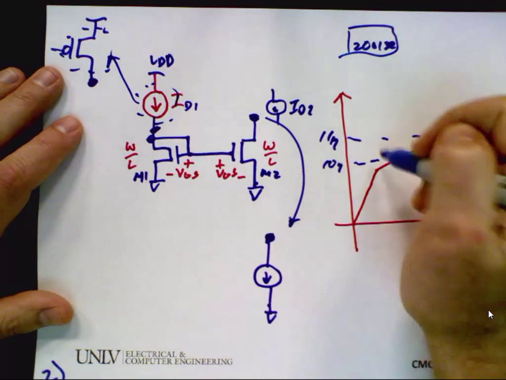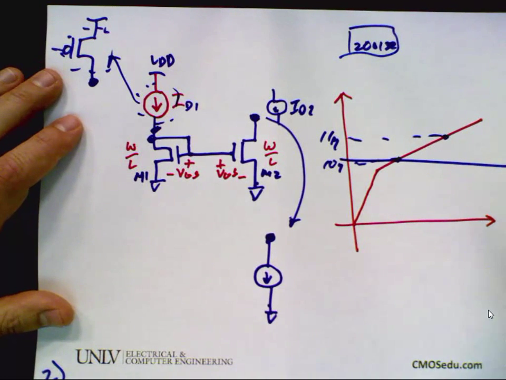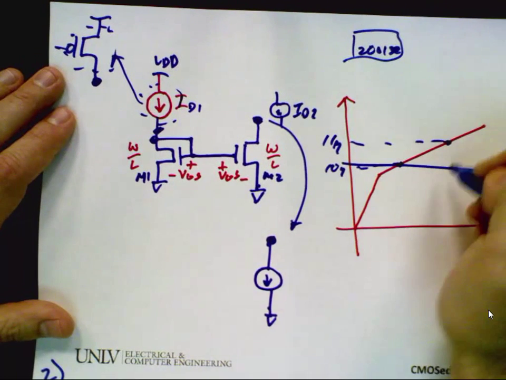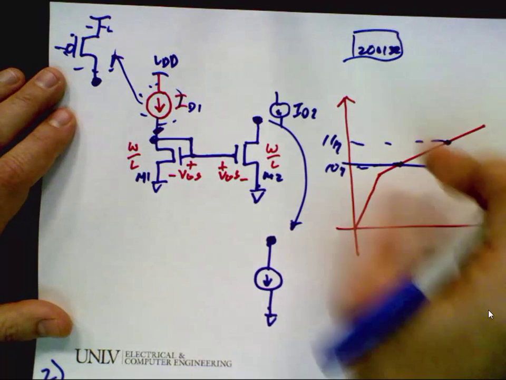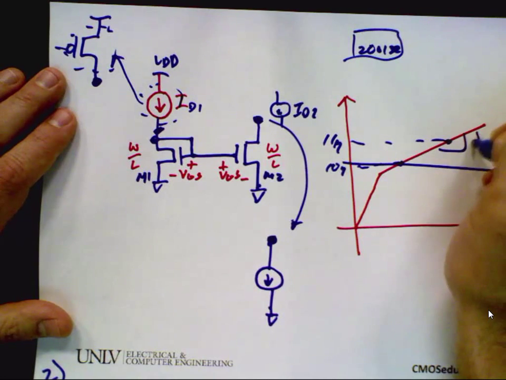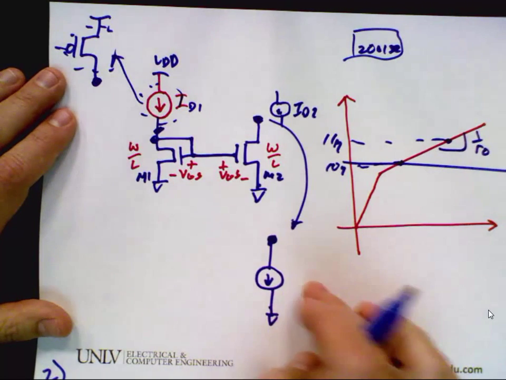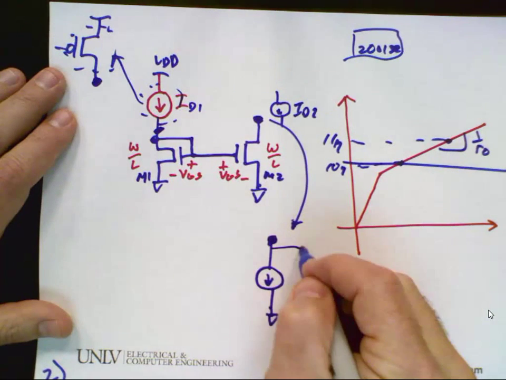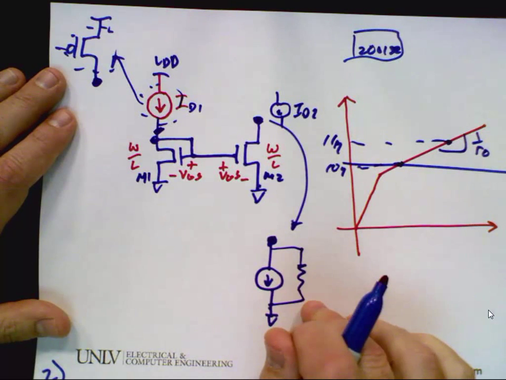Yeah, it would just be a horizontal line like that, right? Like this. We did that right in the first day of class. So ideally, the output resistance is infinite. Does everybody see that? But in reality, it's not. 1 over the slope is the output resistance of the current mirror. So instead of having a current source like this, we would have a current source like this, in parallel with our resistance. So it'd be imperfect.